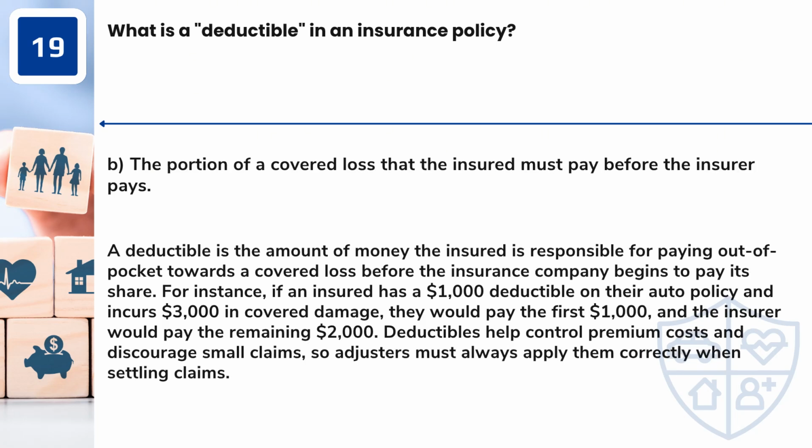Answer: B. The portion of a covered loss that the insured must pay before the insurer pays. Explanation: a deductible is the amount of money the insured is responsible for paying out of pocket towards a covered loss before the insurance company begins to pay its share. For instance, if an insured has a $1,000 deductible on their auto policy and incurs $3,000 in covered damage, they would pay the first $1,000, and the insurer would pay the remaining $2,000. Deductibles help control premium costs and discourage small claims, so adjusters must always apply them correctly when settling claims.